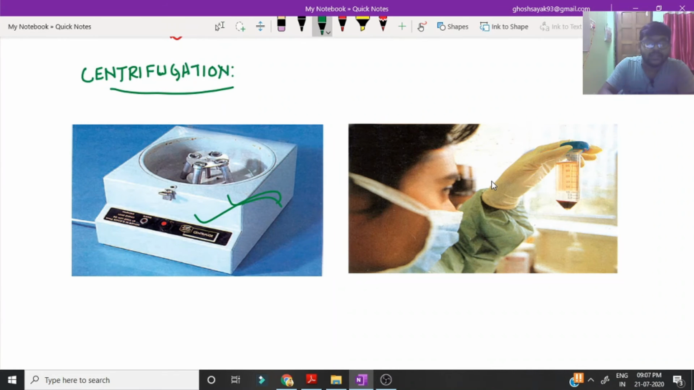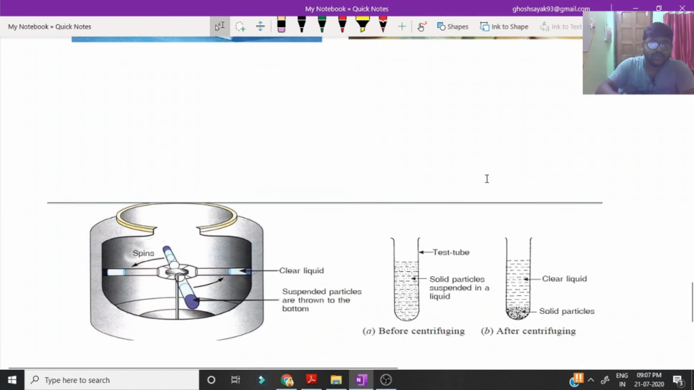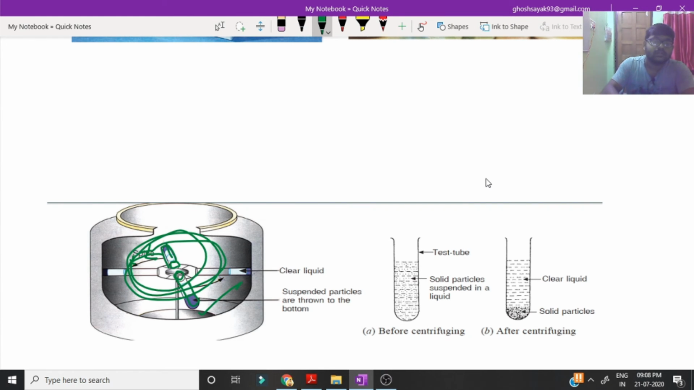So basically, if you see, there are 4 places to keep your test tube, right? What it does is it spins. So here is the picture. This is how you keep your test tube. Actually 2 test tubes are here, one is here, another one is here. So it spins like this.